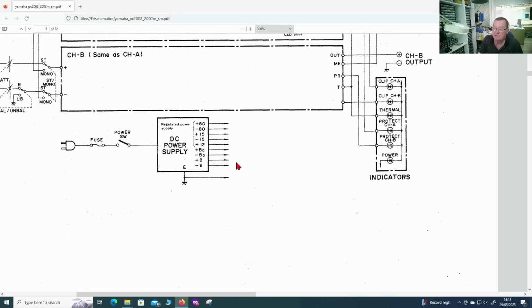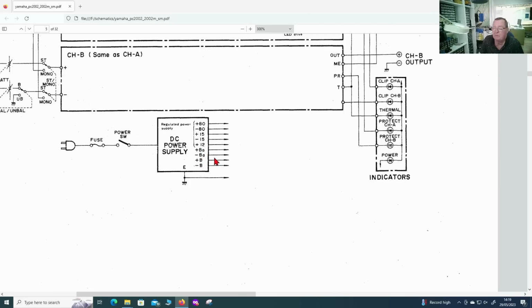The other thing we can see here is the power supply rails. So we have a plus and minus 80, we have a plus and minus 15, we have a plus 12, and it says these are regulated power supplies. And then we have two more power supplies, plus minus B, plus and minus BA.